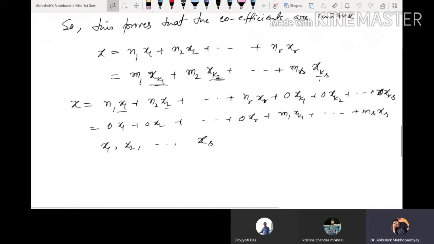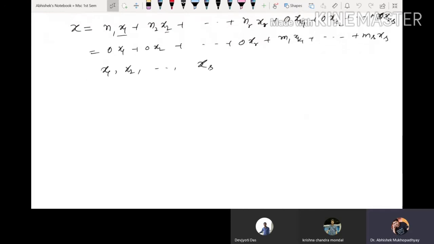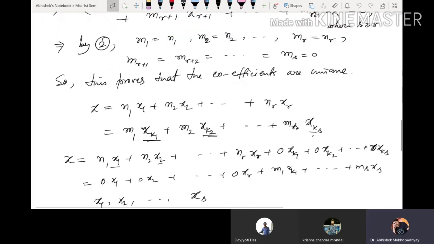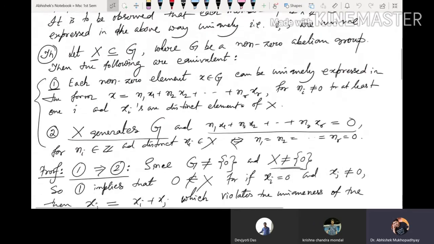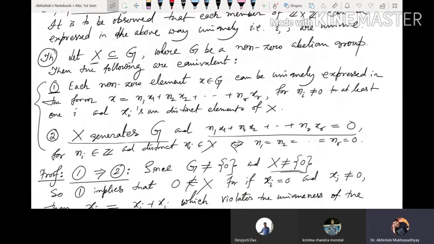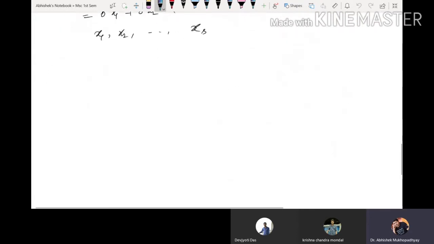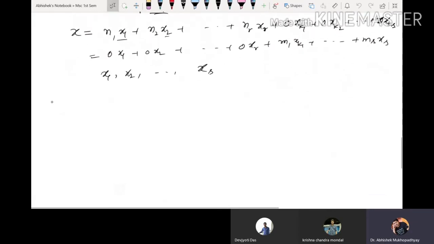So let us define these generating sets X having this special property, either 1 or 2. They have important roles in finitely generated abelian groups. So let us define this set as a definition.